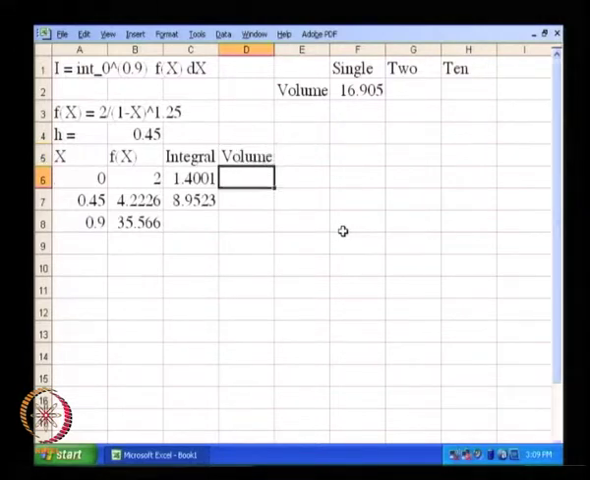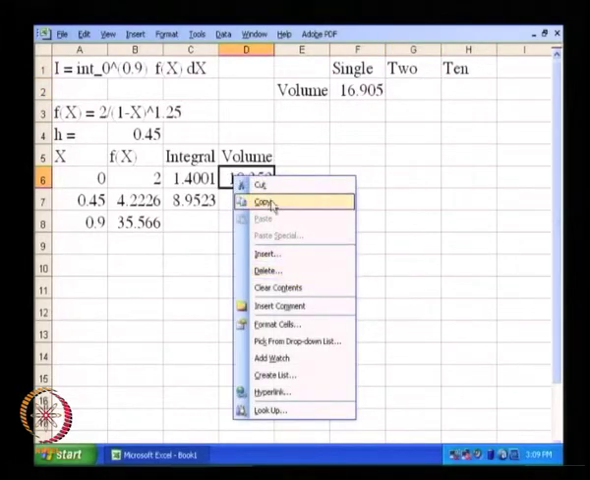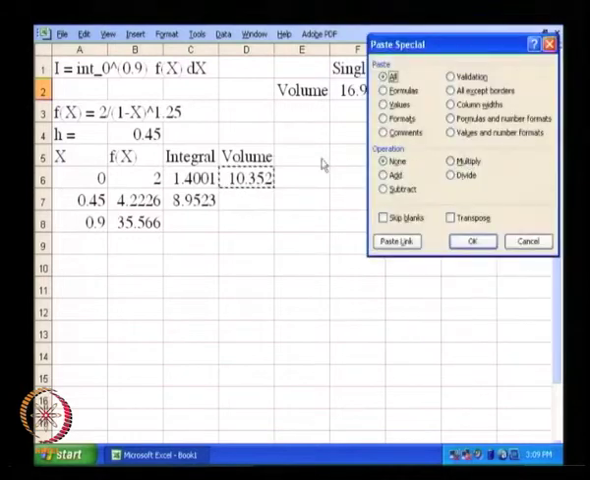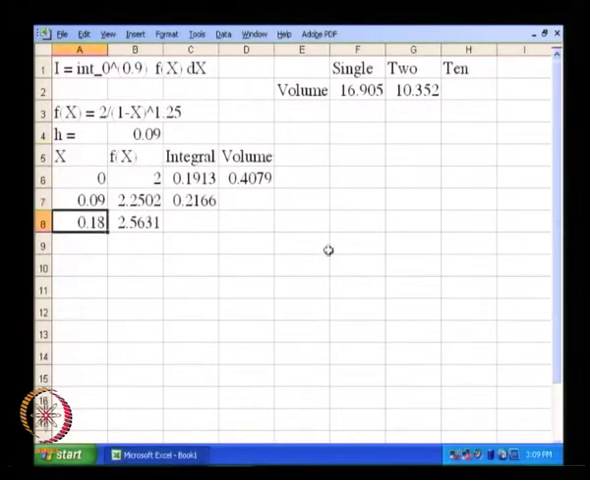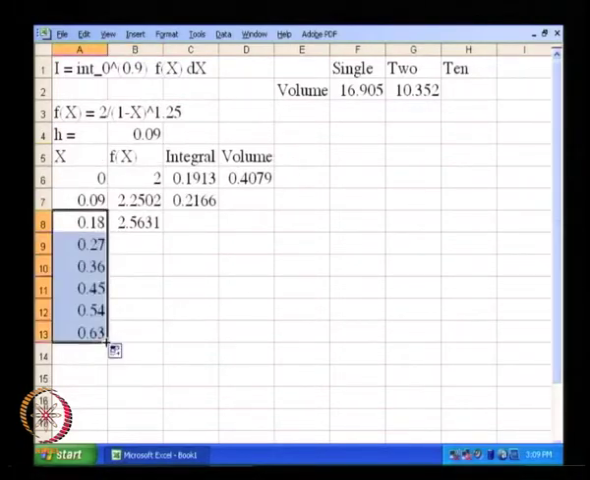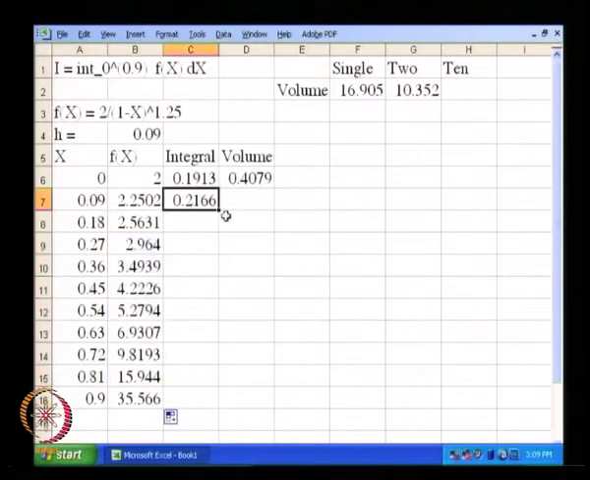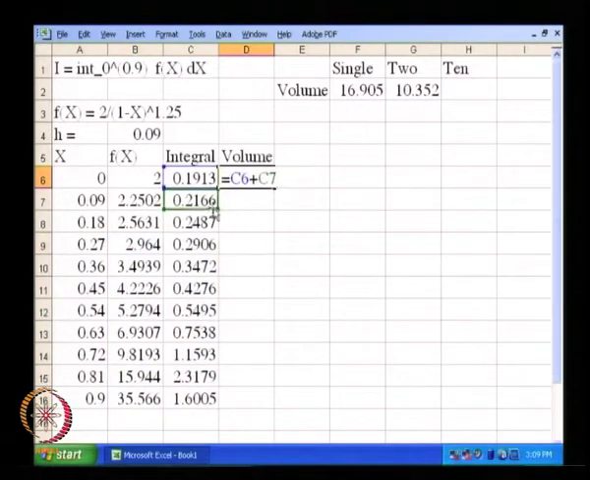So total volume is going to be equal to this guy plus the next guy. Okay. So the volume that we get on 2 applications of the trapezoidal rule is going to be as shown over here, 10.352. Now, let us say we want to do 10 applications, then we will go for h equal to 0.09, and we just copy this down 10 times, and then we just have to sum over all of this.